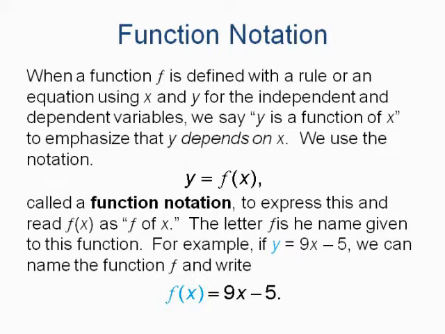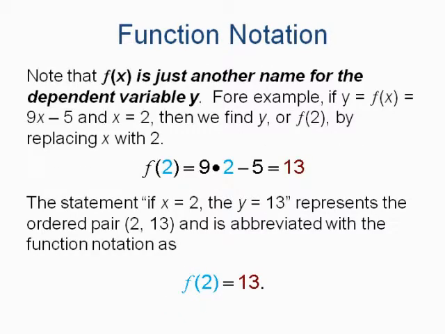x is that little notation there, f of x. The letter f is the name given to this function, so this is the function named f. It could represent flowers or any other word that begins with f. So, for example, if y equals 9x minus 5, in functional notation, we just replace y with f of x, and we rewrite this as f of x equals 9x minus 5.